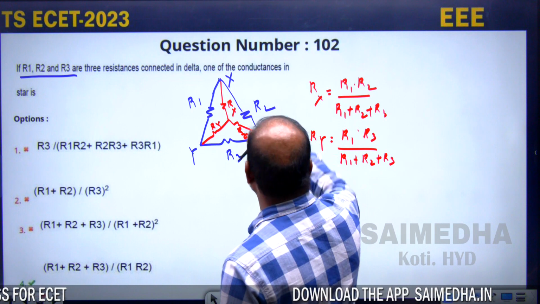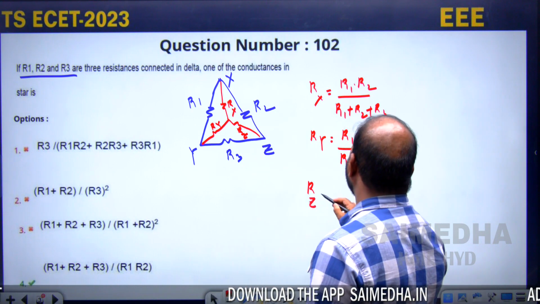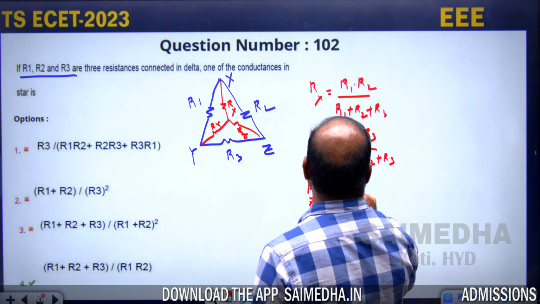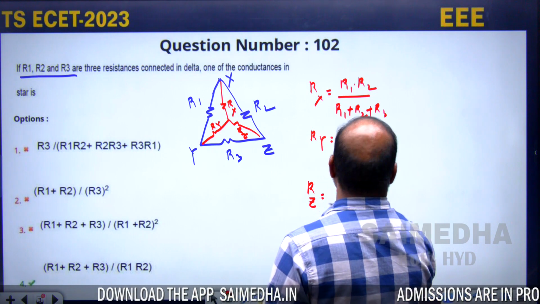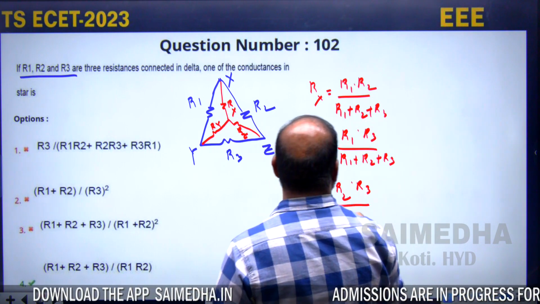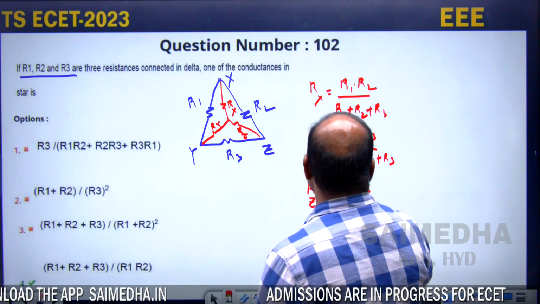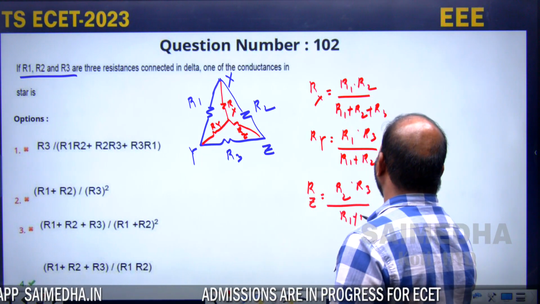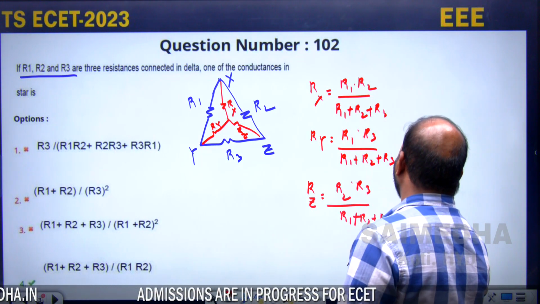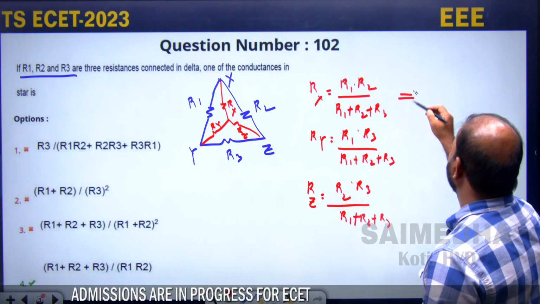Then what is Rz? Rz is in between R2 and R3. That's why Rz is equal to R2 into R3 divided by the sum of the 3 resistors, R1 plus R2 plus R3. So, the denominator is common in each and every resistor here, R1 plus R2 plus R3. But he mentioned one of the conductances, right? You just find the conductances here.